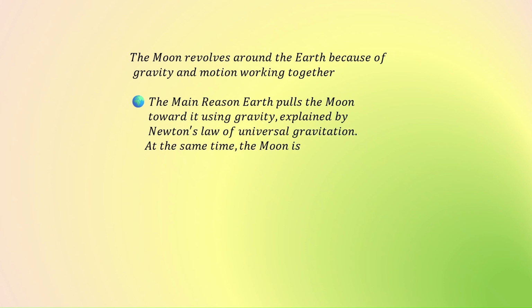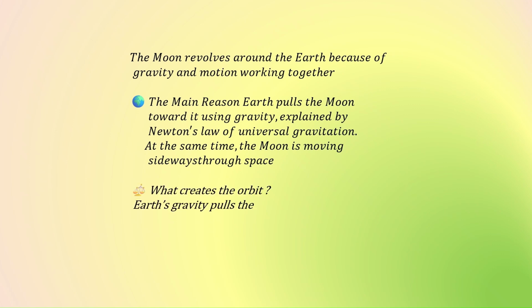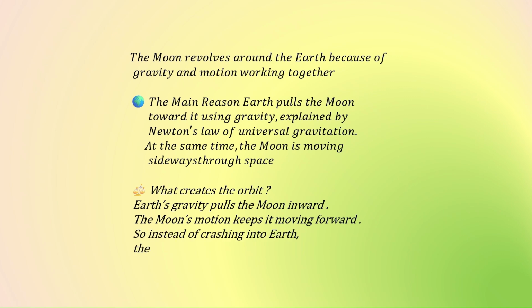But at the same time, the moon is moving sideways through space. So what creates the orbit? Earth's gravity pulls the moon inward, while the moon's motion keeps it moving forward. Instead of crashing into Earth, the moon keeps falling around it. And that continuous fall is what creates an orbit.